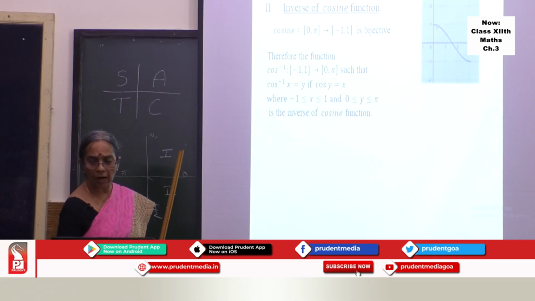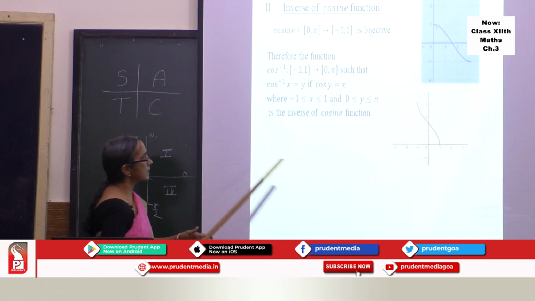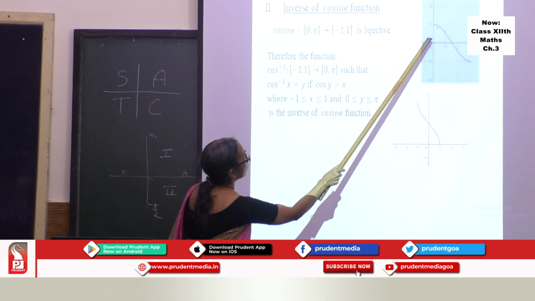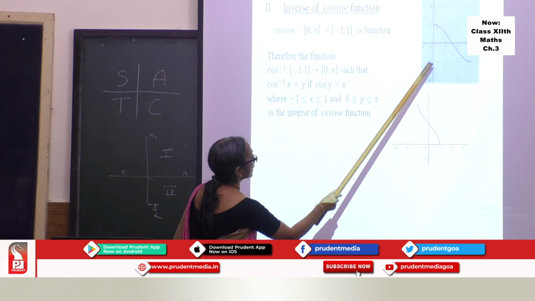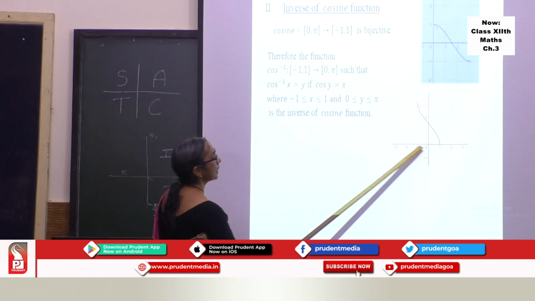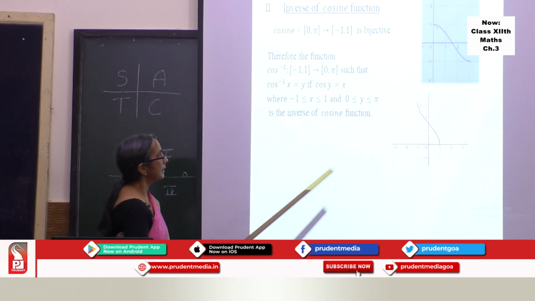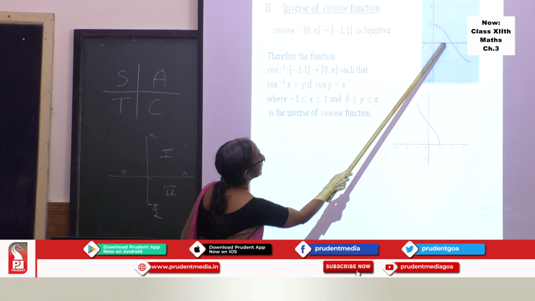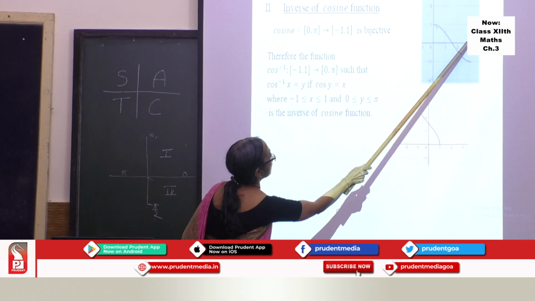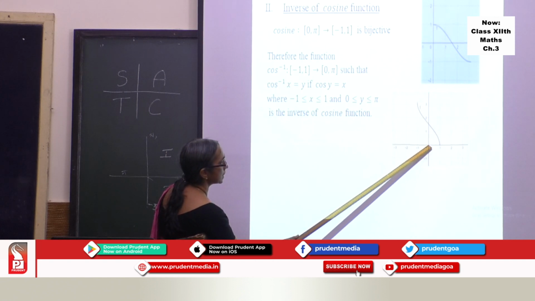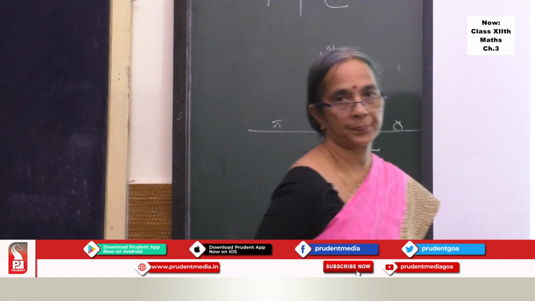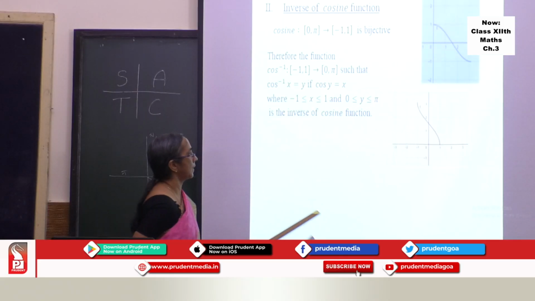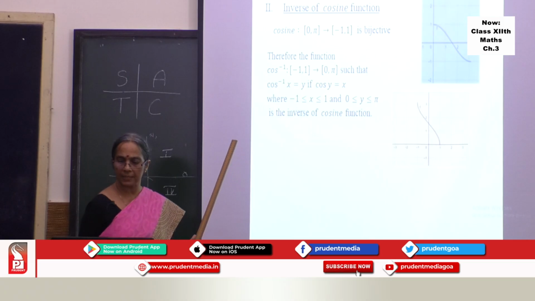Let us see what the graph of the inverse cosine function is. The graph is like this. Here y is varying between minus 1 and 1, here x is varying between minus 1 and 1. Here x is varying between 0 to pi, here y is varying between 0 to pi. Okay. So, this is the inverse of this function, the reverse relation.